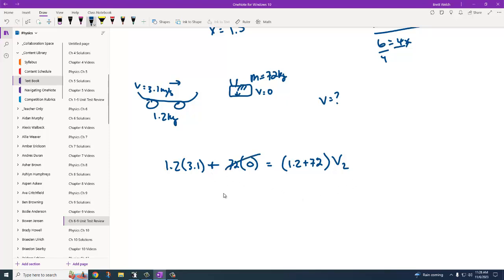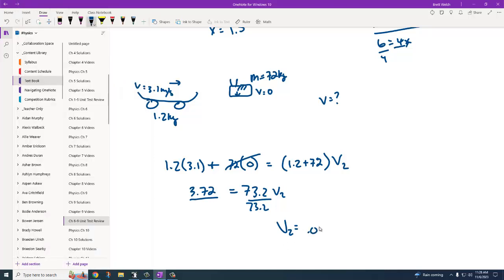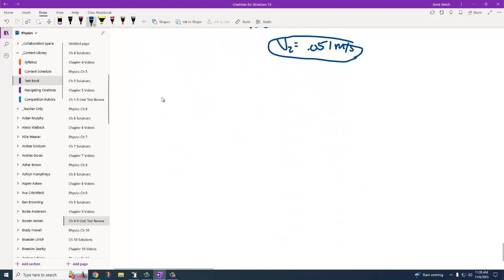And so if we do a quick calculation, that thing goes away. I believe this is 3.72 equals 73.2 V2. And we do a simple division by 73.2. V2 is going to come out really small. If we do 3.72 divided by 73.2, 0.051, because we've got to go 2 sig figs, 0.051 meters per second. Not very fast. That 72 kilograms is a lot of mass to be added to a light skateboard.